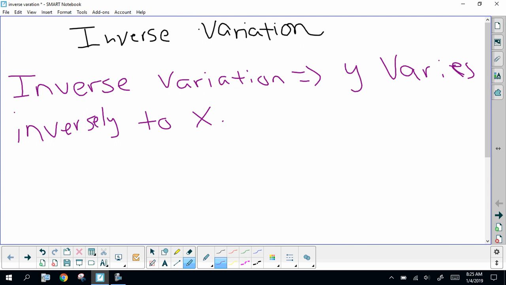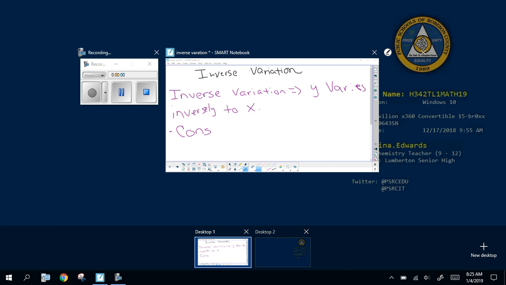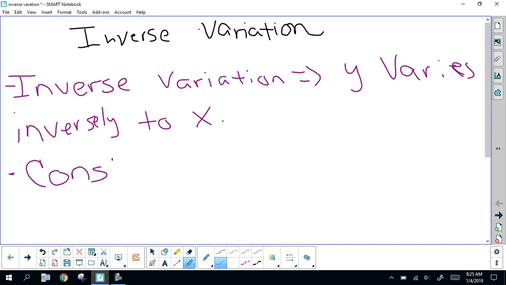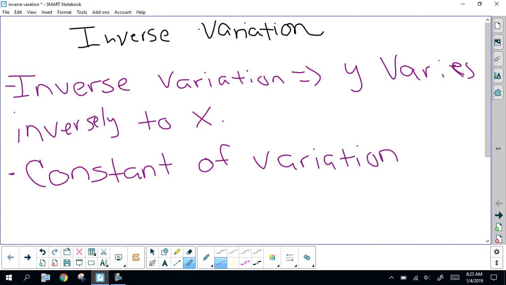There are two formulas you need to know. You need to know how to find the constant of variation. The constant of variation is called K. You need to know that x times y equals K.